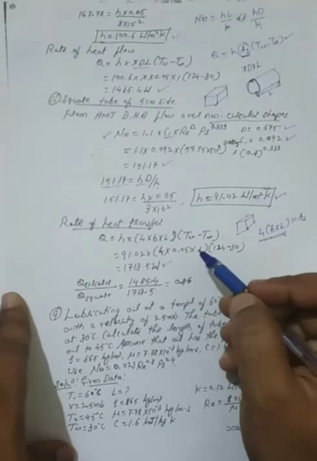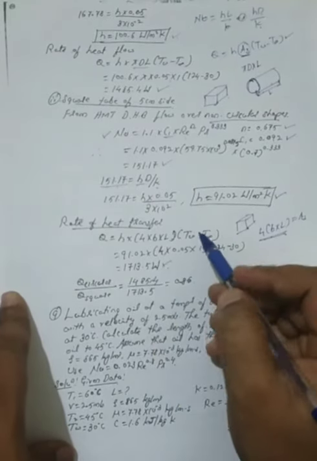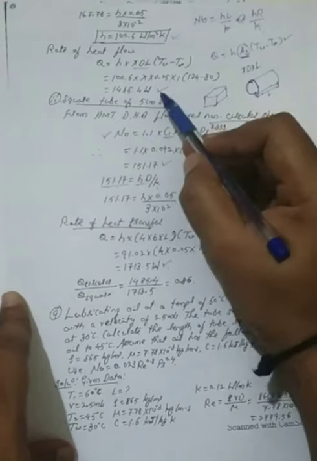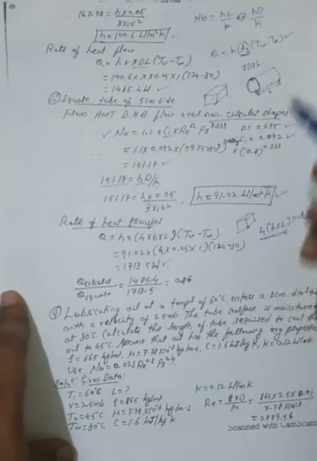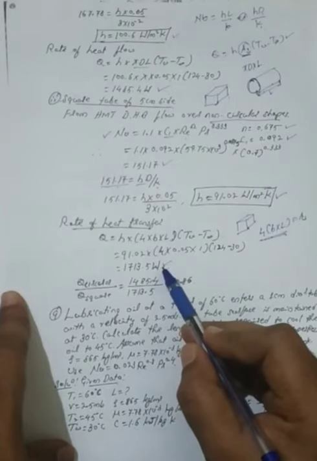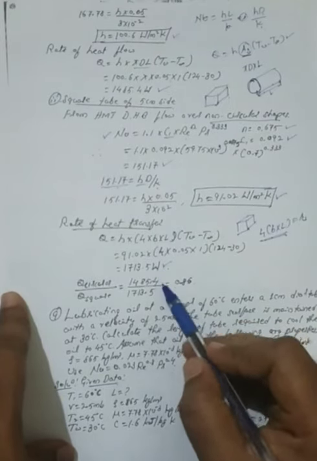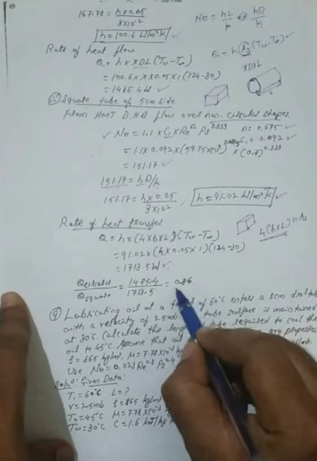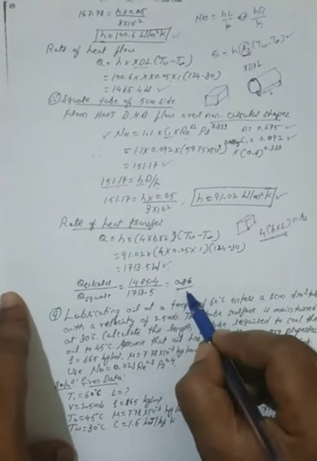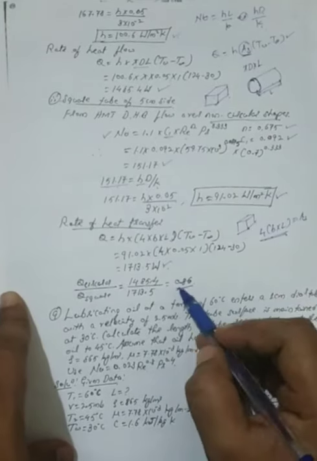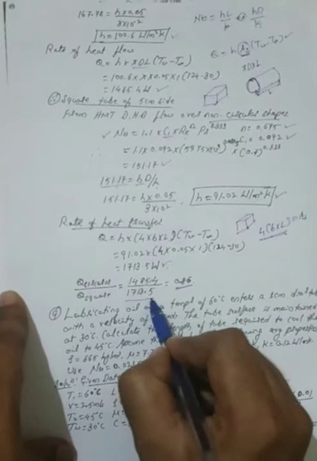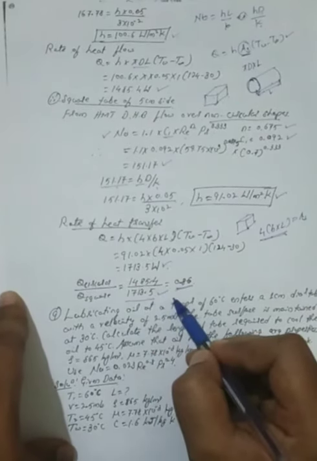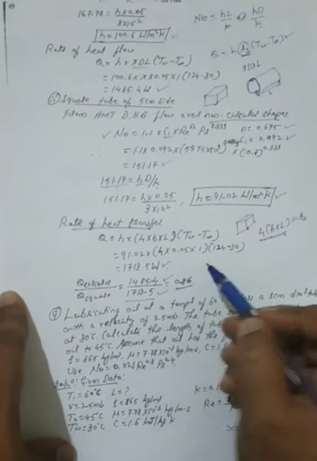1713.5 watt. So if you see both the Q values, the first Q value was for circular, 1485 watt, and here 1713.5 watt. So if I see the ratio, it gives me 0.86. So I can say that your square tube has more heat transfer capacity compared to the circular tube.